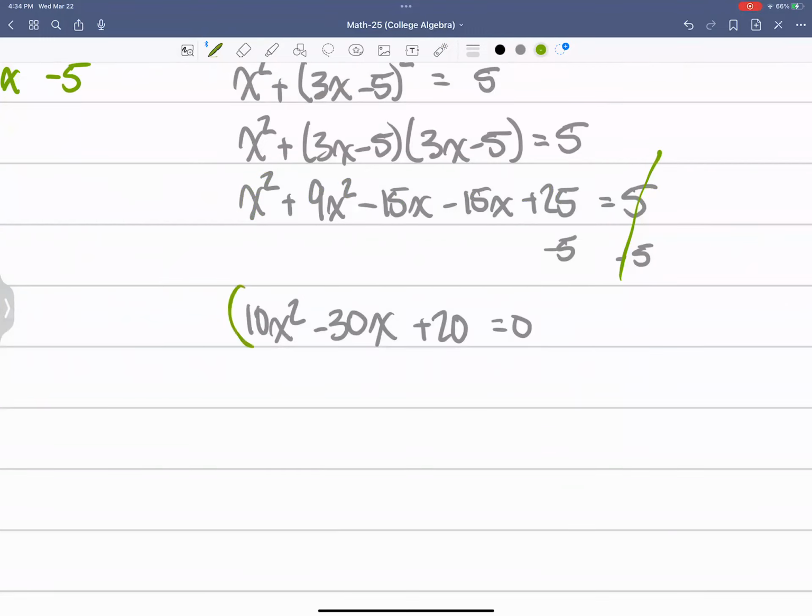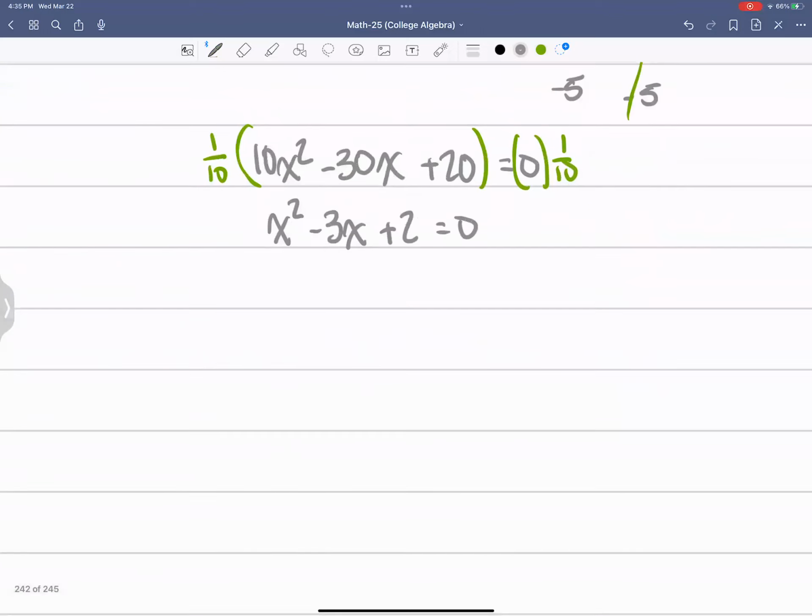I love that all of these are multiples of 10. So we're going to divide both sides by 10. So that's going to be x squared minus 3x plus 2 equals 0. So we have options. We could do the quadratic formula. We could do the AC method. We could simply factor. I'm going to choose to simply factor just because I think it's going to be easy numbers.